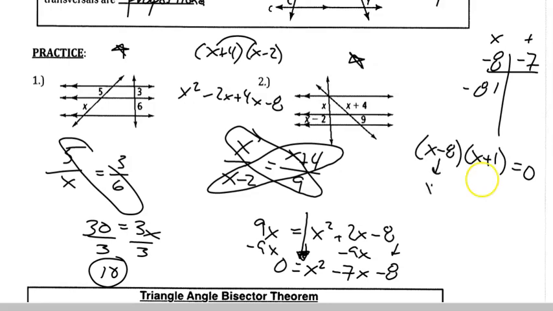When we set that one equal to 0, x minus 8 equals 0, you get x equals positive 8. And when you set that one equal to 0, you get x equals -1.